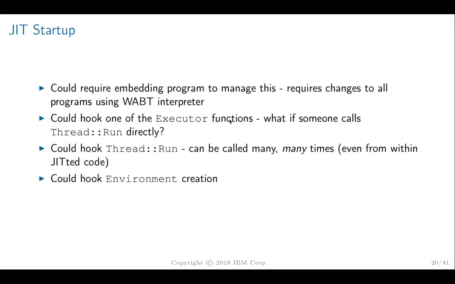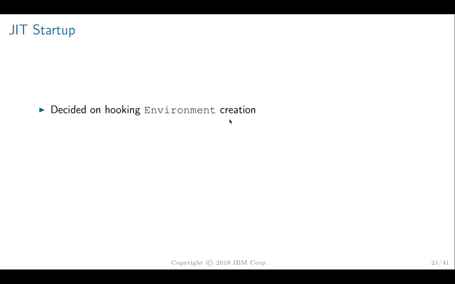We could also hook creation of those environments. So every time a sandbox is created, we initialize the JIT. But we can actually have multiple of these things going at once, which can mess with the JIT because it relies on a lot of global state. We did decide on that last option, hooking environment creation. It seemed like the most logical step.